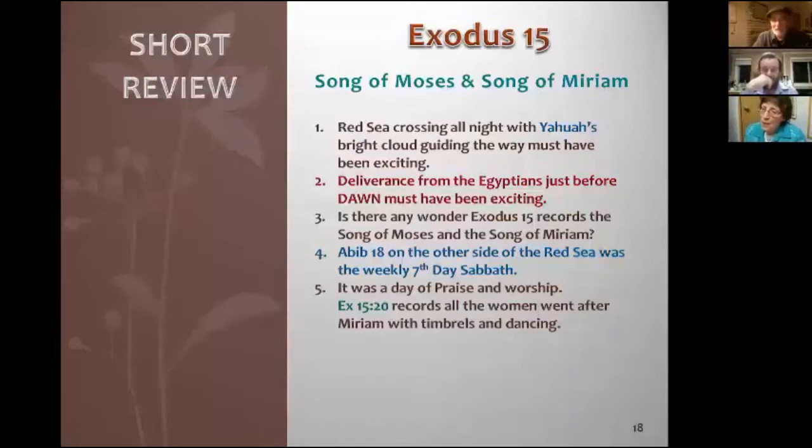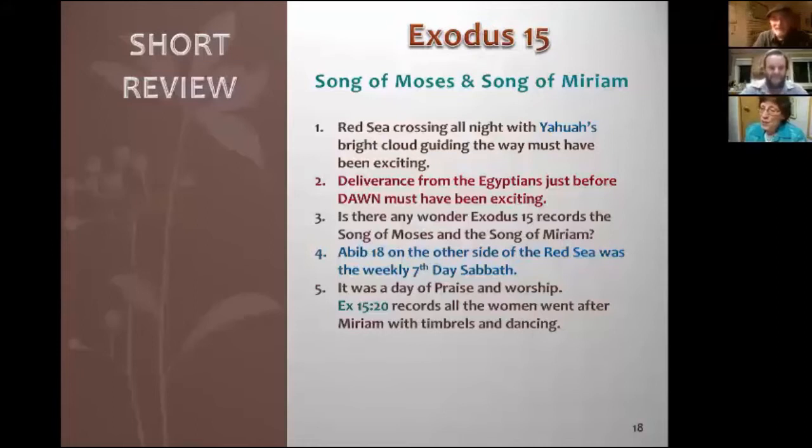And is there any wonder that Exodus 15 records the song of Moses and the song of Miriam right here? Abib 18, they're on the other side of the Red Sea, and not only that, it was the weekly seventh-day Sabbath. They had the chance to rest. And not only that, it was a day of praise and worship.